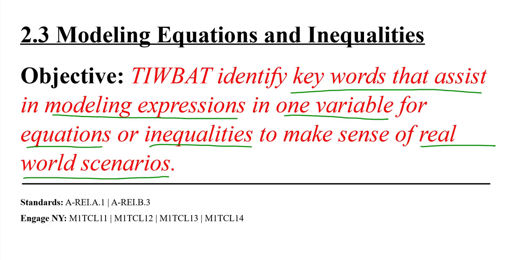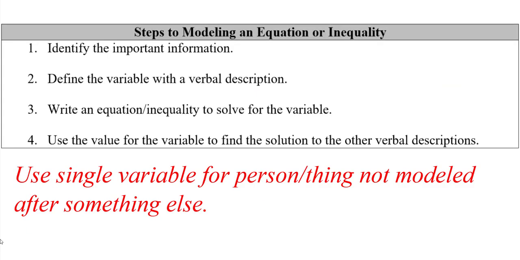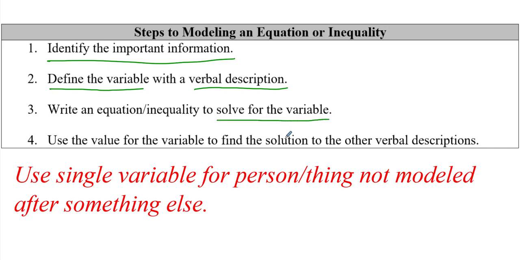Let's take a look at this series of steps that I have provided to you. The first thing that we want to do is read the problem, and once we do, we'll identify that important information. The next piece that is highly critical is we must define the variable. We're going to assign a variable, and we want to let the reader know what that variable means by giving some sort of verbal description. Then we write our inequality and solve for that variable.